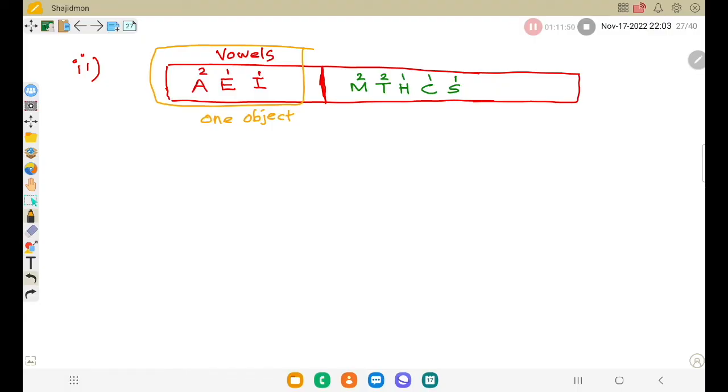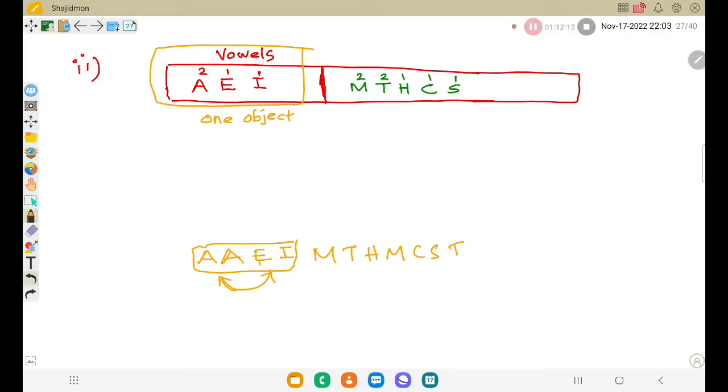All vowels should be together. That means these letters A, E, I should be together. So maybe A two times, E one time, I one time, these should be together. The other letters, M, T, H, M, C, S, T, we can arrange in different ways, but the vowels should be together. Inside the vowel group also we can arrange, no problem.